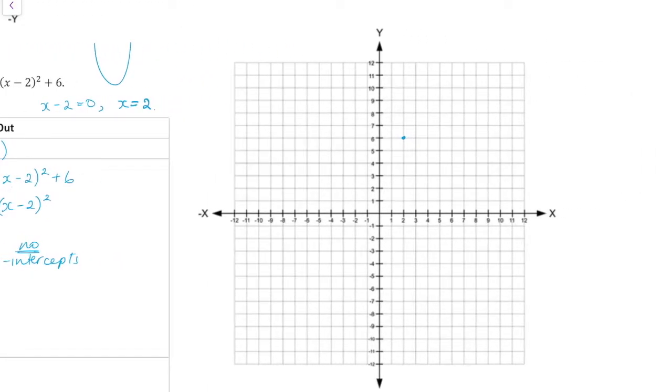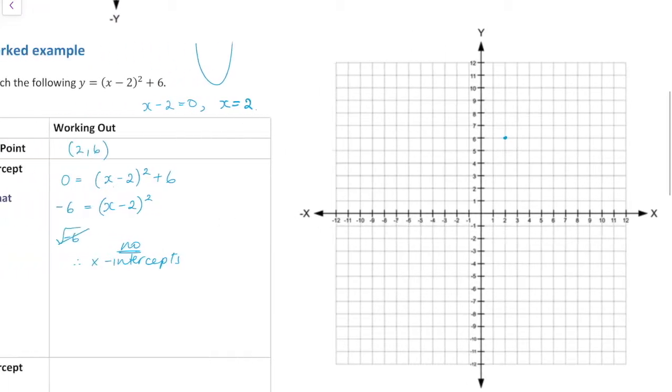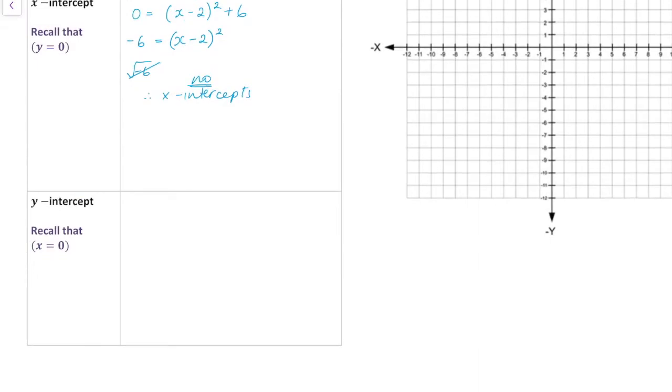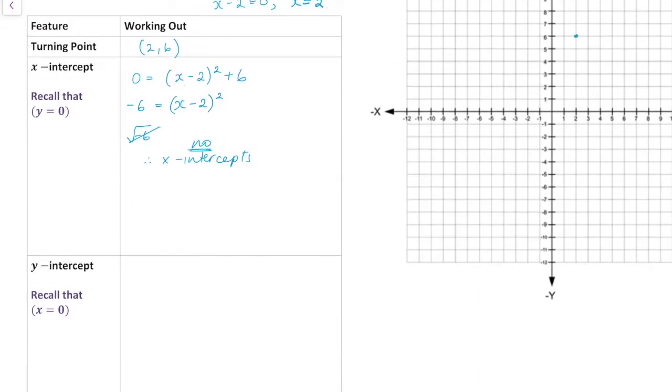So chances are now my graph is definitely going to have a y-intercept, but it definitely will not touch the x-axis. So let's find our y-intercept. Subbing 0 into the equation, I'm going to have y equals 0 minus 2 all squared plus 6. So y is equal to 4 plus 6, y is equal to 10.